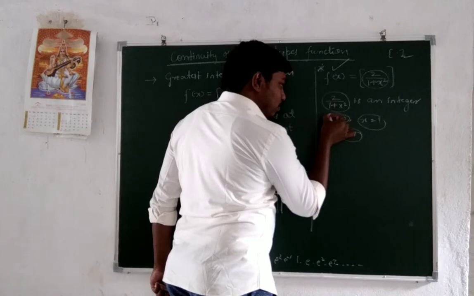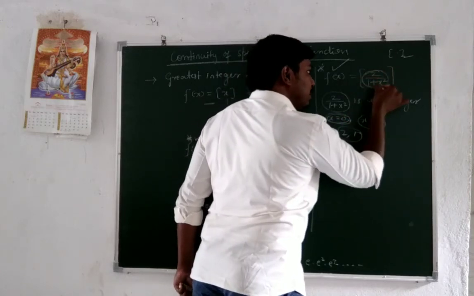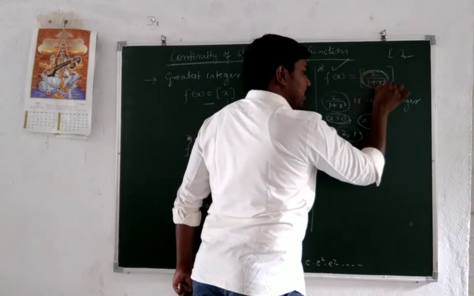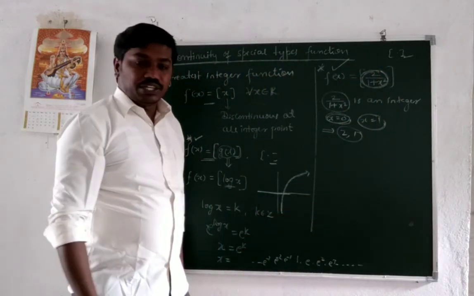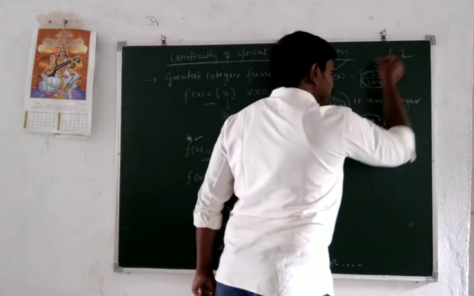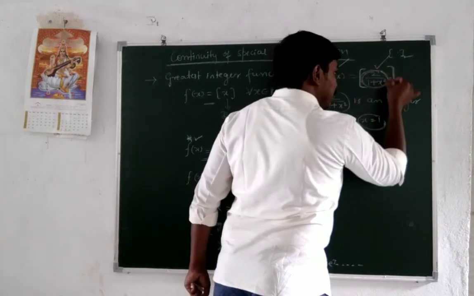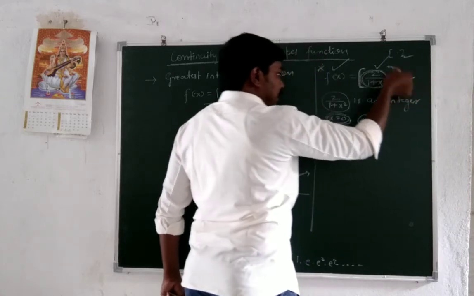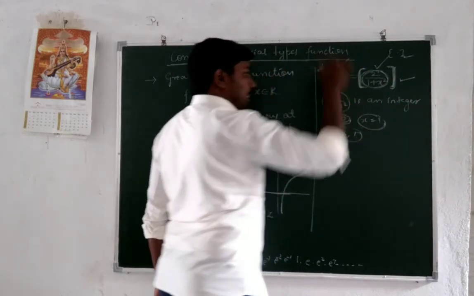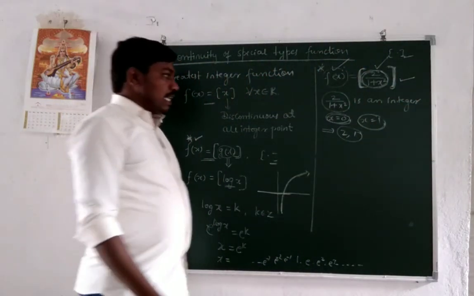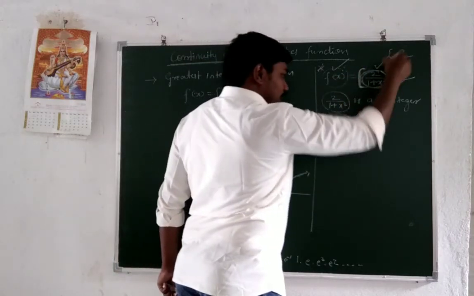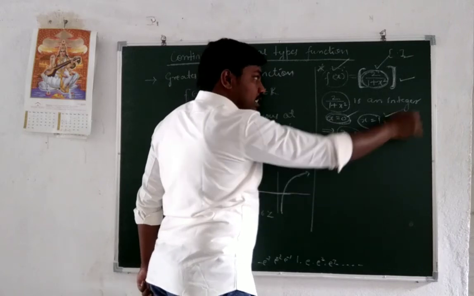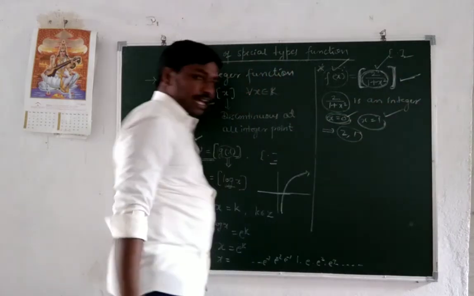Why? At x is equal to 0, g of x becomes an integer. At x is equal to 1, g of x becomes an integer. So g of x is an integer, so the whole fraction in the greatest integer function is discontinuous. It means f of x is discontinuous. How many points of discontinuity of f of x? Only 2 points, 0 and 1. So there are 2 points of discontinuity of f of x.